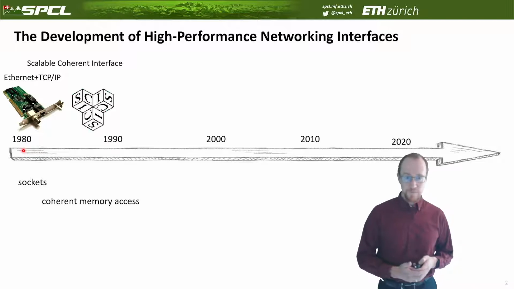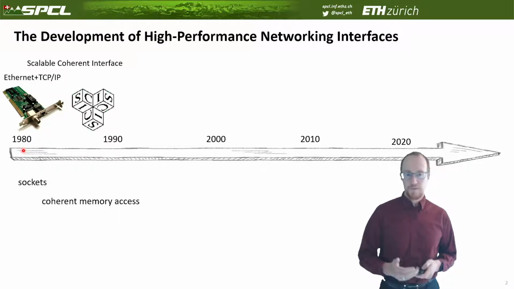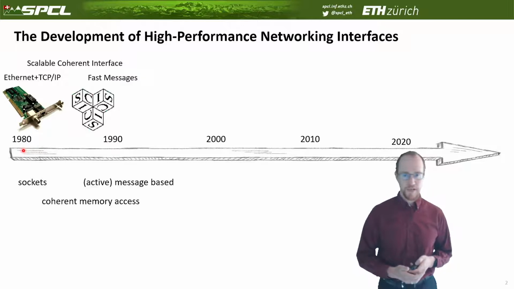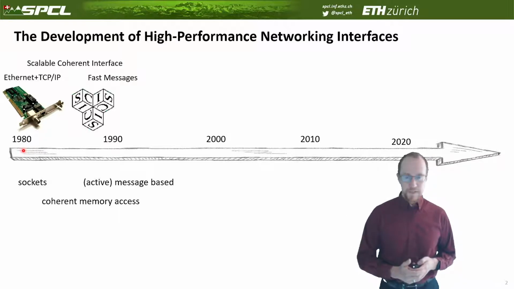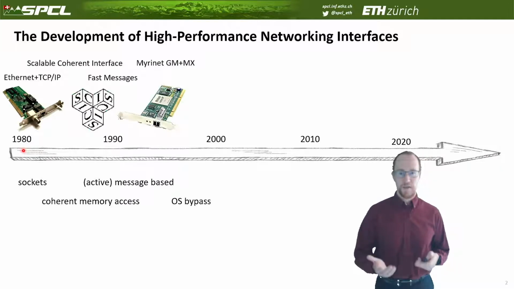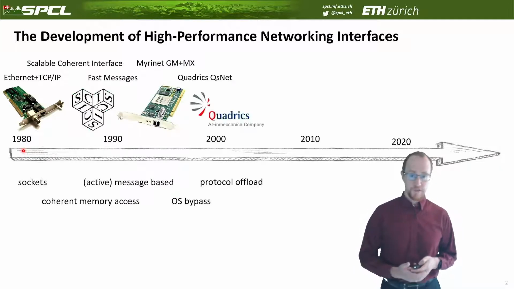But in the high-performance computing environment, this was quickly replaced by more efficient interfaces, or seemingly more efficient interfaces, like the Scalable Coherent Interface, which proposed global coherent memory access. But that was not fast enough because global coherent memory access does not scale very far. It scales to relatively small systems, and then it gets relatively slow as you scale up. So what came then is message-based, and specifically active message-based interfaces that were implemented in Myrinet GM and MX, for example. They were pushing operating system bypass.